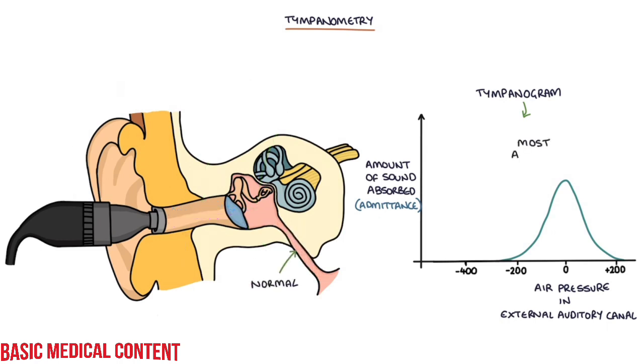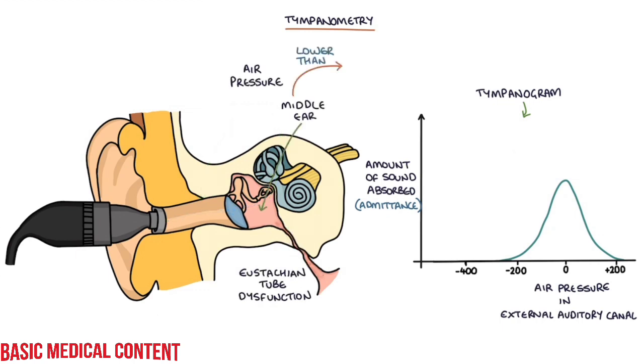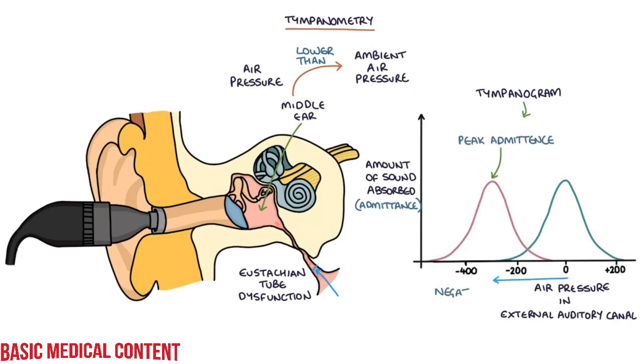Normally, the sound is absorbed most effectively when the air pressure in the ear canal is equal to the ambient air pressure in the environment. The ambient air pressure is equal to the middle ear pressure in healthy ears. When there is Eustachian tube dysfunction, the air pressure in the middle ear may be lower than the ambient air pressure because the new air cannot get through the tympanic membrane to equalize the pressures. As a result, the tympanogram will show a peak admittance when the most sound is absorbed with negative ear canal pressures, when the ear canal pressures are lower than the ambient air pressure.